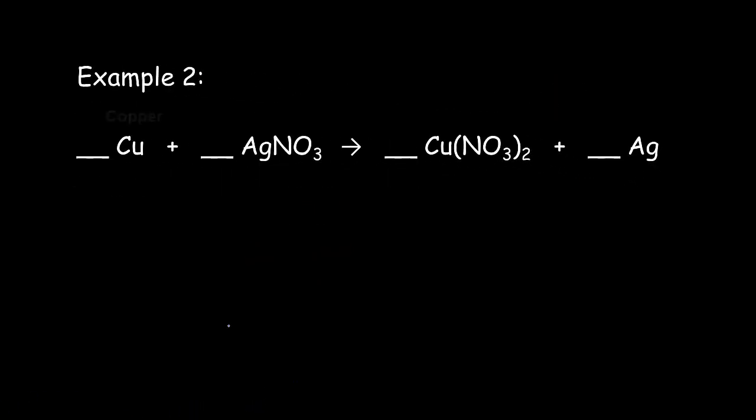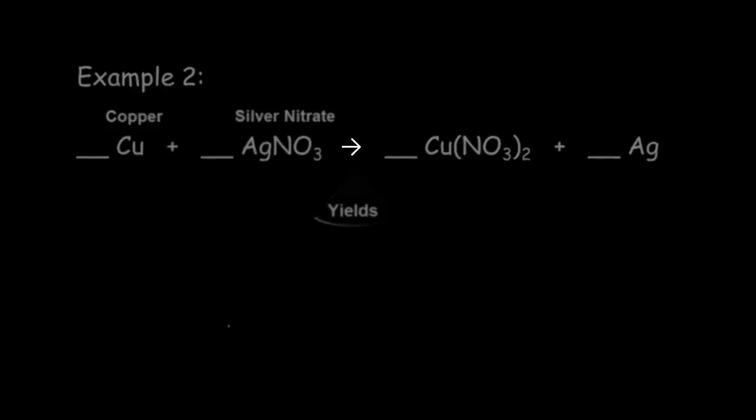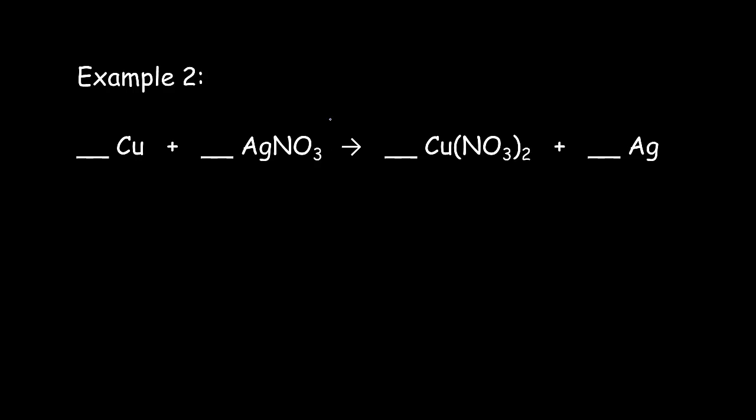Second example, how we read this is copper plus silver nitrate yields or produces copper nitrate plus silver. Metals first. On our reactant side, we have copper as a metal, so I'm going to put that right down here. Our next metal is silver, Ag, and we've taken care of all of our metals.